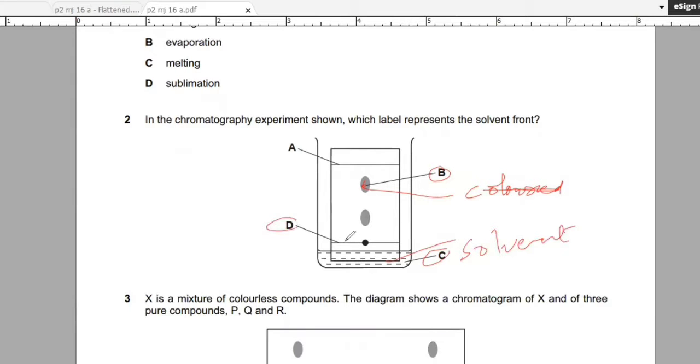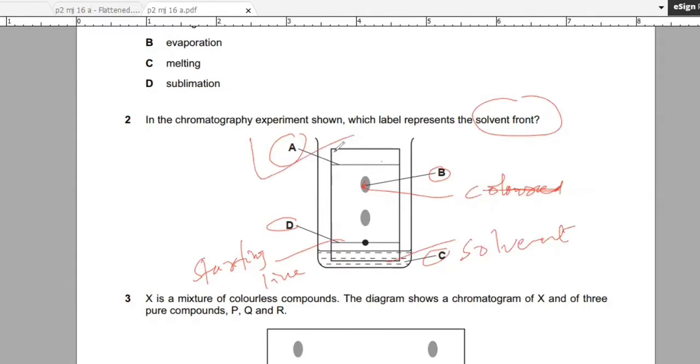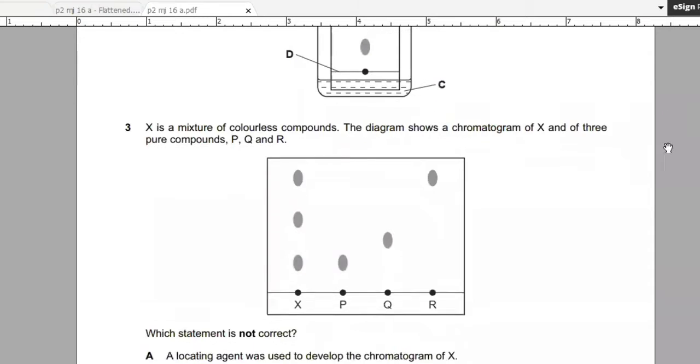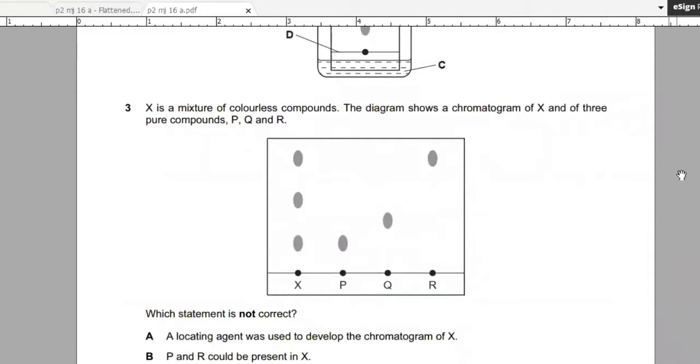D is called the starting line, where the color, I mean the ink, is placed. And option A is known as the solvent front. This is called the solvent front. So what is the right answer? The right answer will be option A. Okay, so option A is the right choice. Is it clear? Now let me move on to the third question.